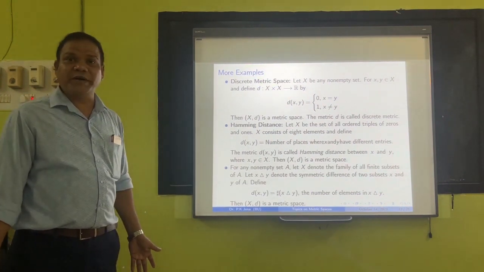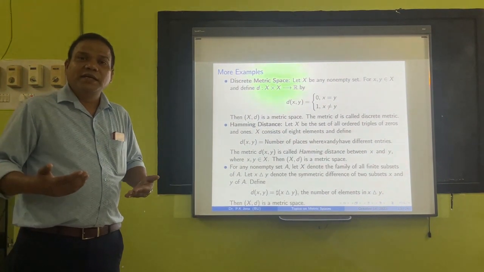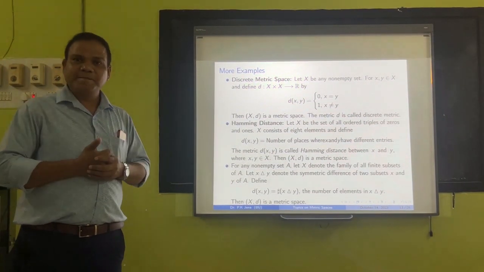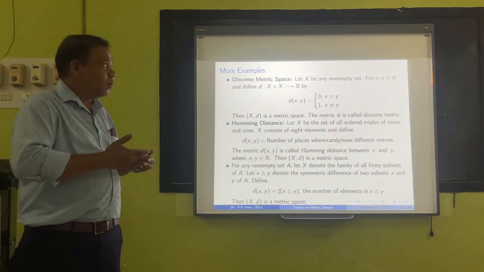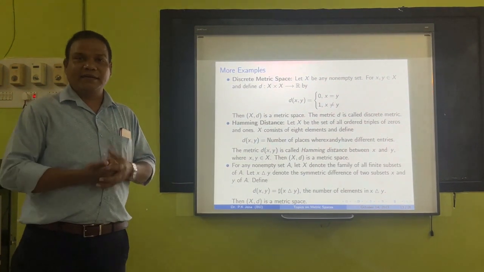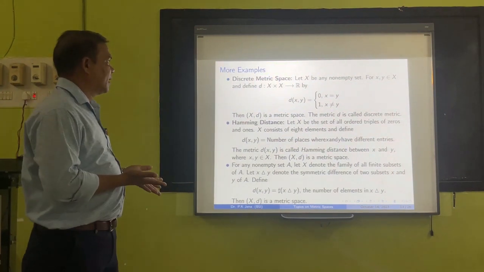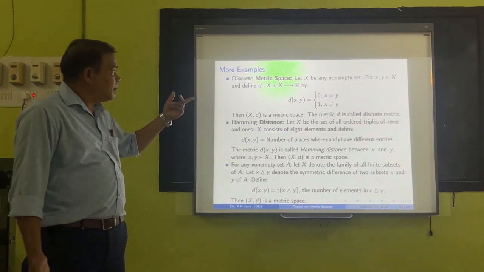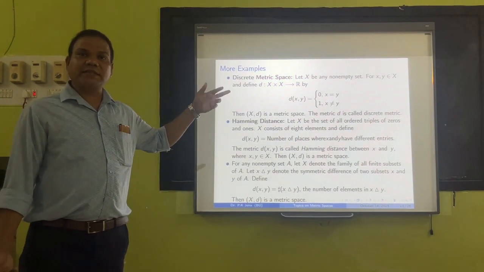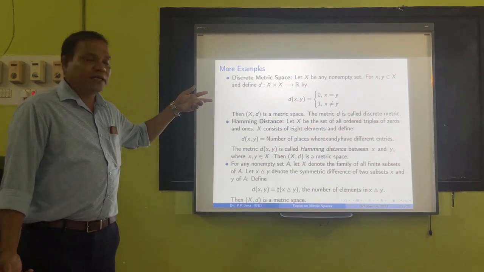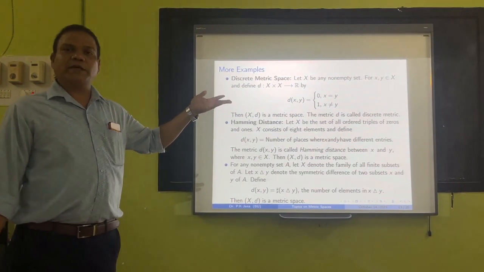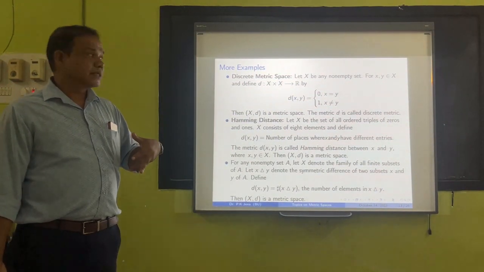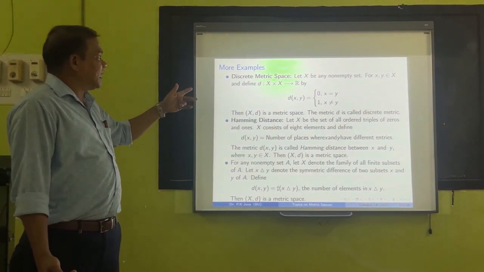This is one of the most beautiful metrics on any non-empty set. Suppose you don't know the nature of the elements of X; X may be any set. Here, even a blind fellow can define the discrete metric. At least the set has some elements. If two elements are not the same, the distance is 1; if they are the same, the value is 0. D of x, y is 0 if x is equal to y, and D of x, y is 1 if x is not equal to y.